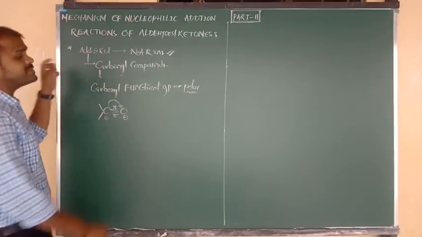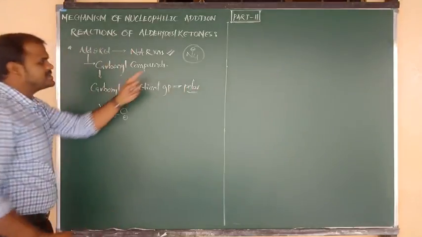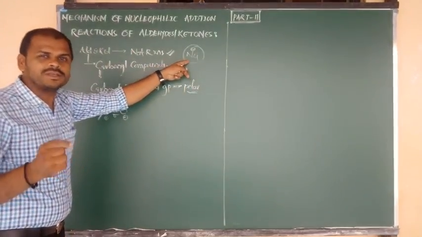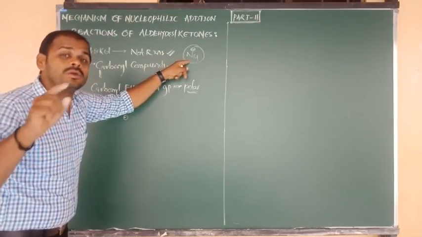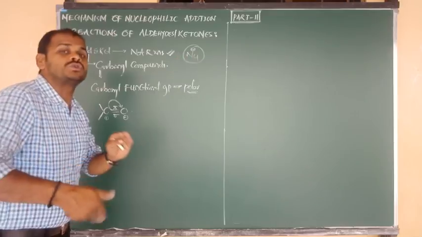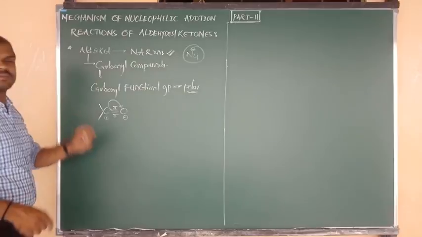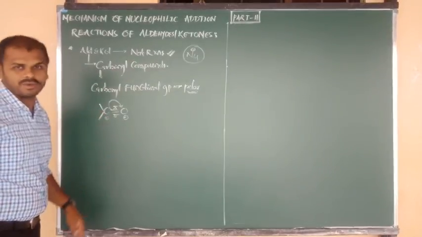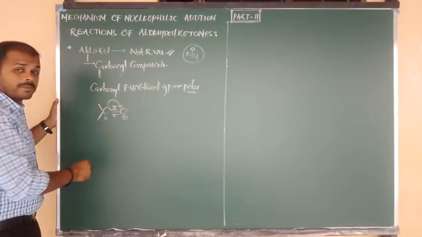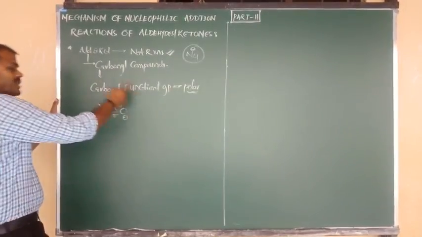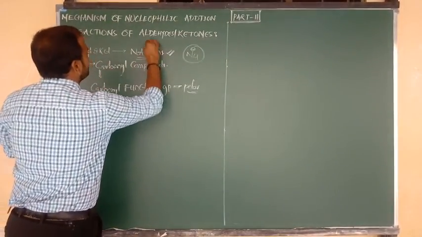What is meant by a nucleophile? A nucleophile is a negatively charged species, like Cl minus, OH minus, Br minus. All of these are nucleophiles. Nucleophiles have a negative charge, so they can attack the positive charge of the carbonyl carbon. So due to the polar nature of the carbonyl carbon and the carbonyl functional group, aldehydes and ketones undergo nucleophilic addition reactions.